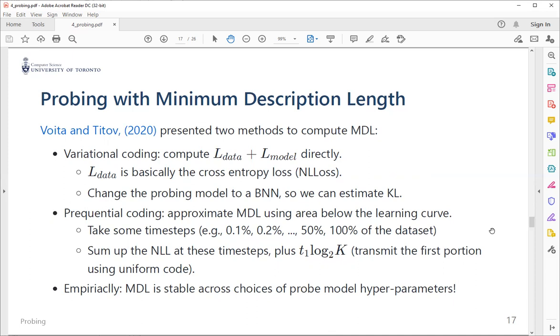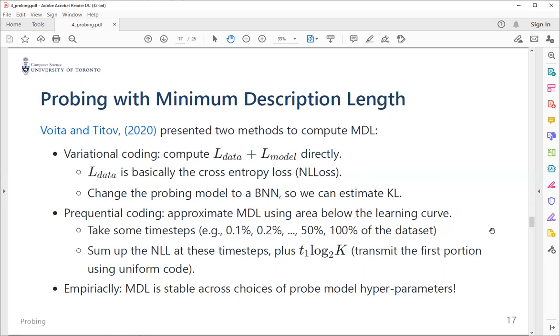And for the first time step, you transmit the first portion using the uniform code. The uniform code is basically without any compression. So the entropy is the largest possible, which is log 2k, and k is the number of labels.